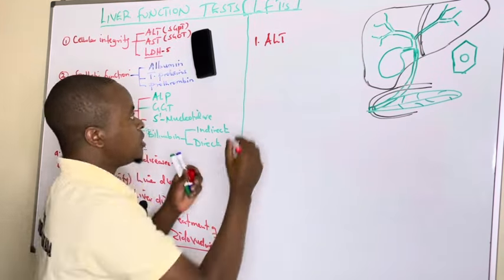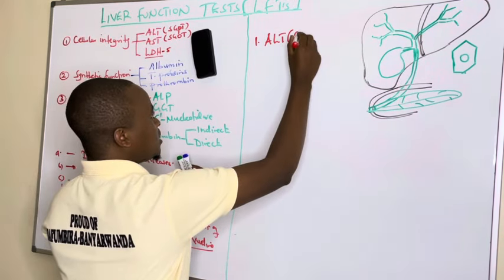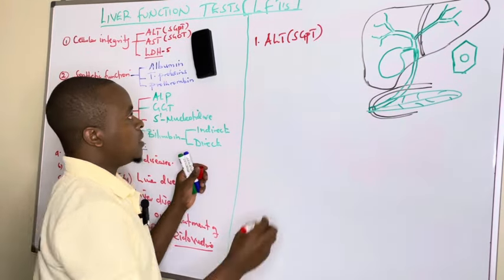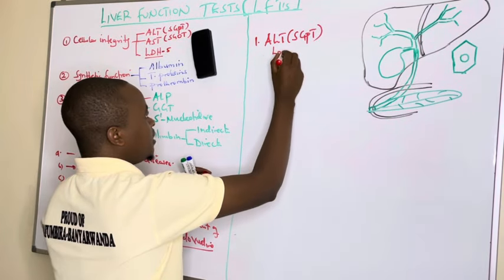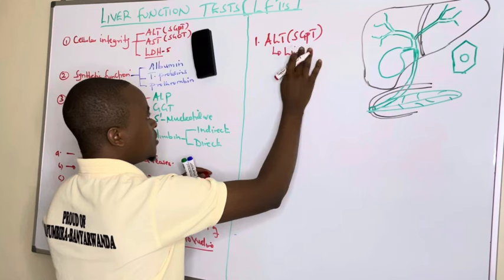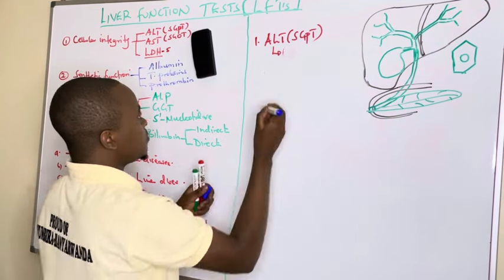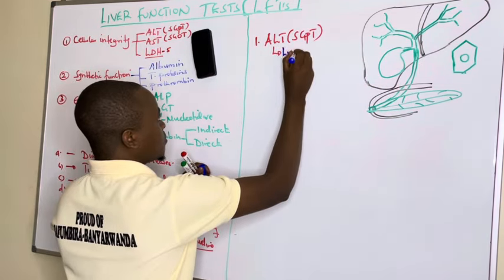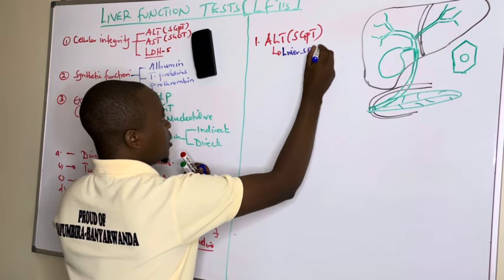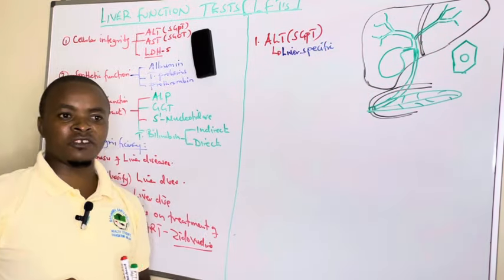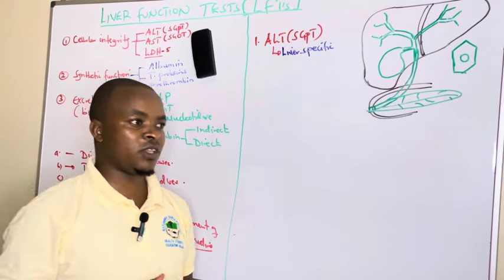whereby this ALT, we have said, was formerly known as serum glutamate pyruvate transaminase, and this enzyme is liver specific. It is the one that is most liver specific. Why? Because it is exclusively produced by the hepatocytes of the liver.